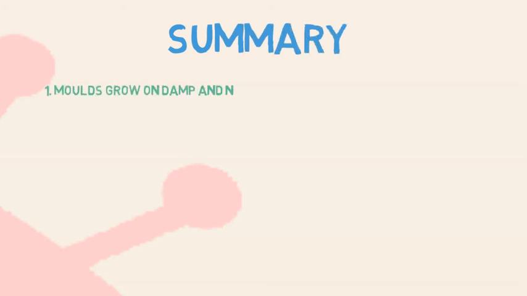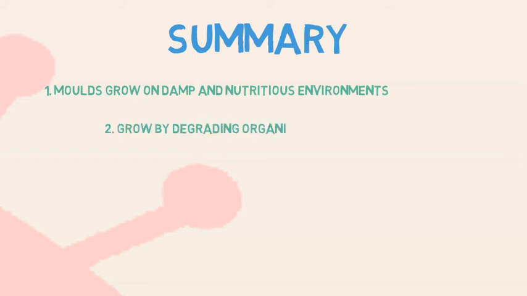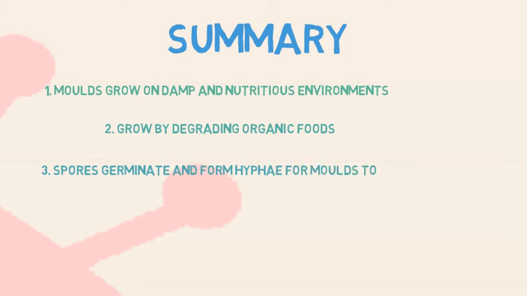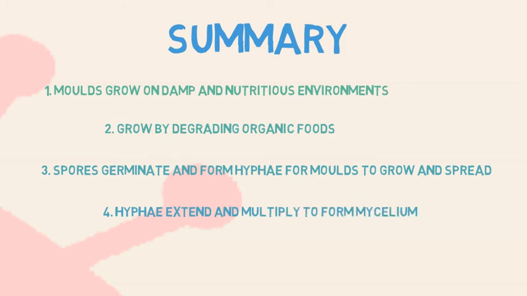In summary, molds are fungi that grow on damp and nutritious environments. They degrade organic foods to grow. They grow through the production of spores which germinate to form hyphae. Hyphae extend and multiply to form mycelium, which can be seen as a mesh of growth on foods.